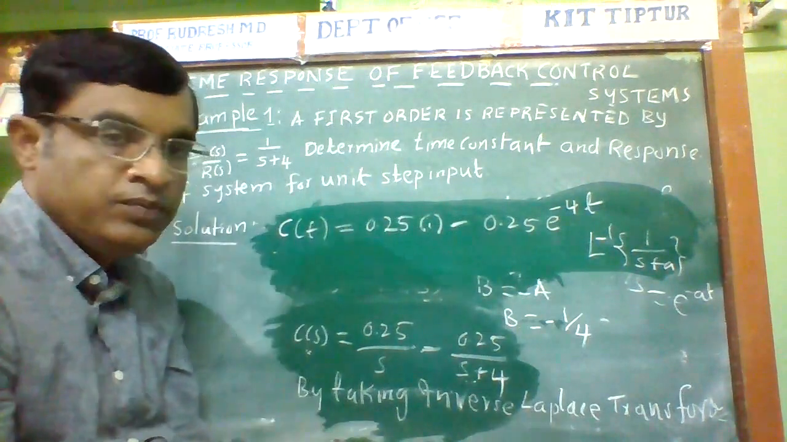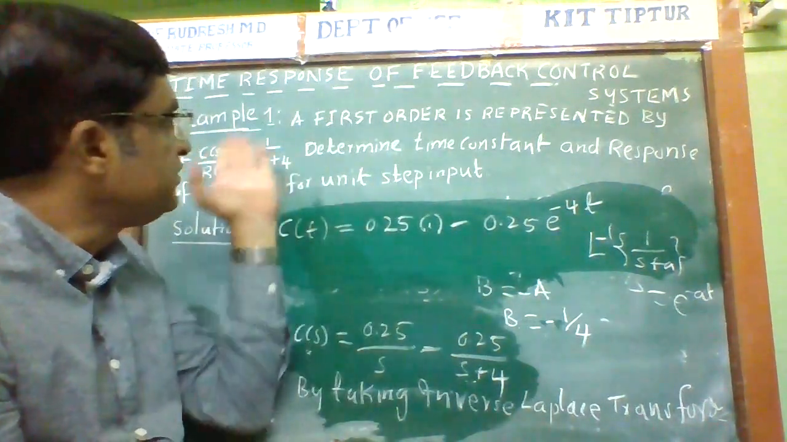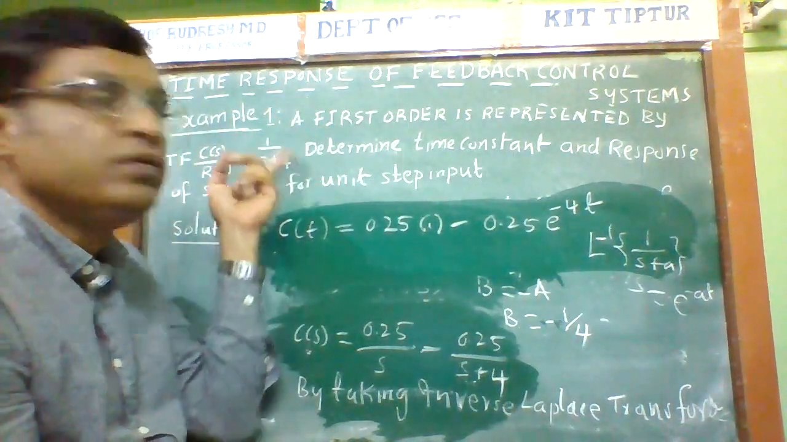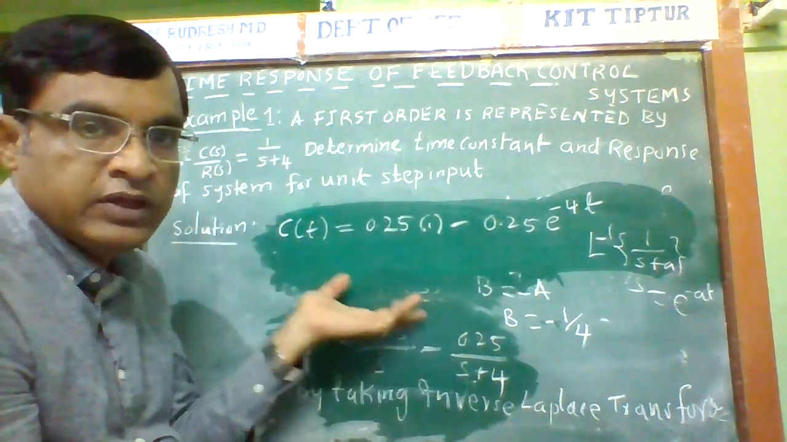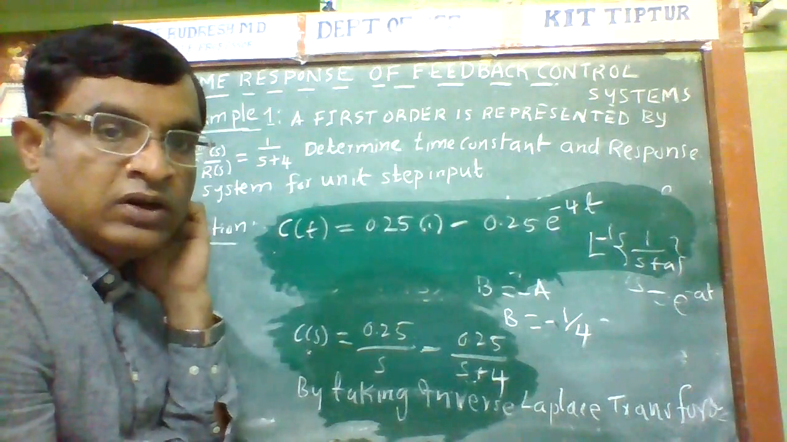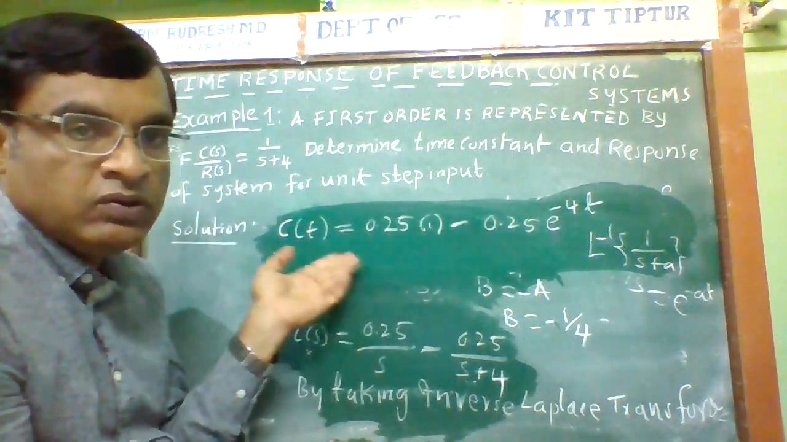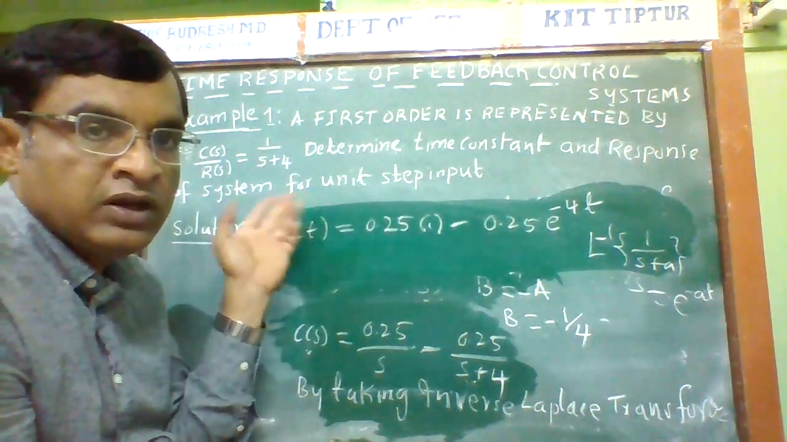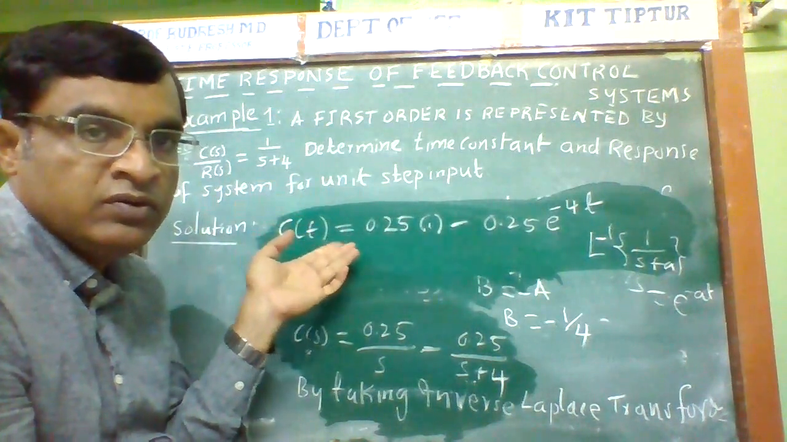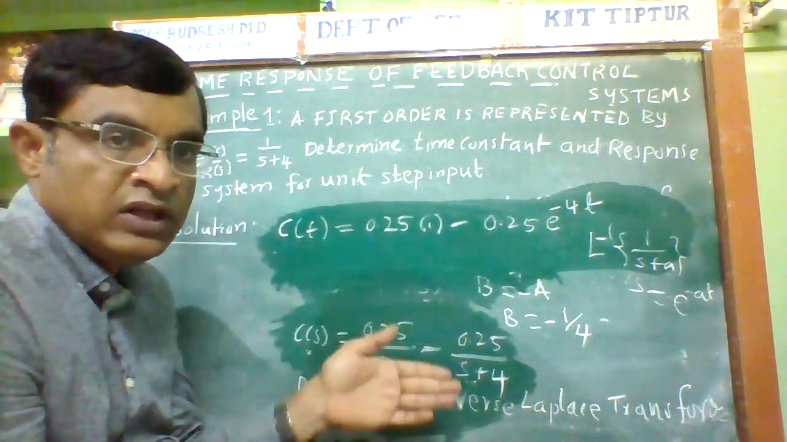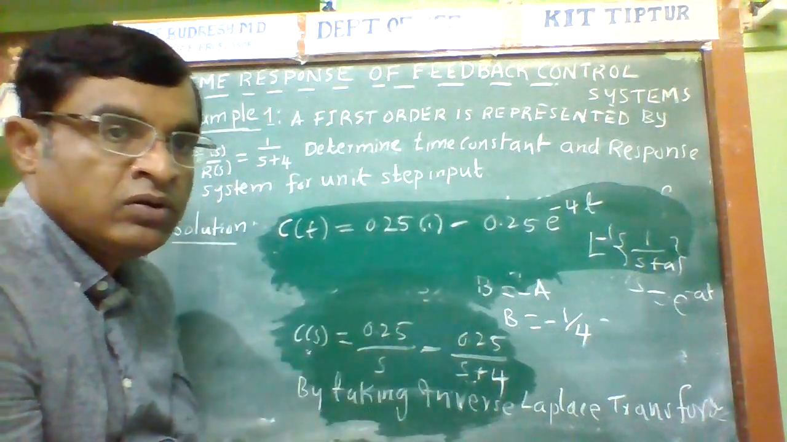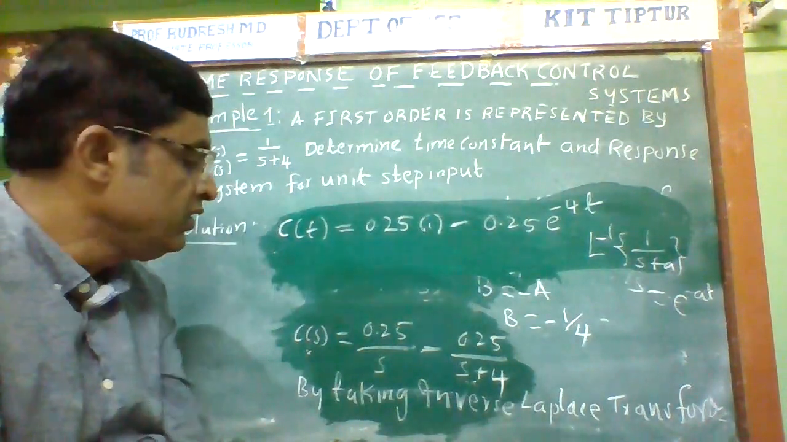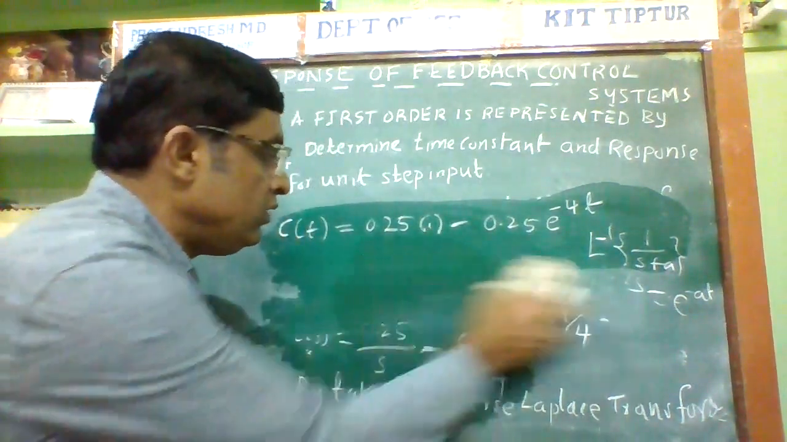So now this is the response of the first order system. In this example, the transfer function is directly given. In another example, they are going to give the differential equation and ask you to find the C of t, the time response of the system. Usually in the first example they directly give the transfer function. In the next example, the differential equation is converted into the closed loop transfer function, and then you find the C of t.